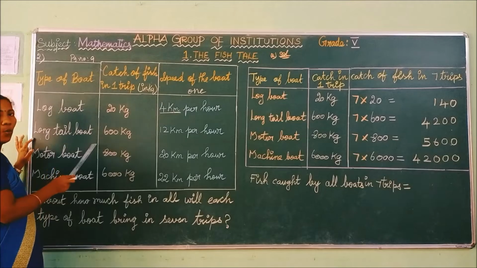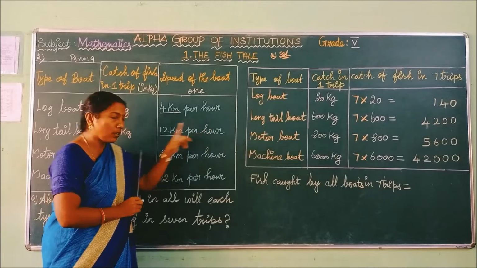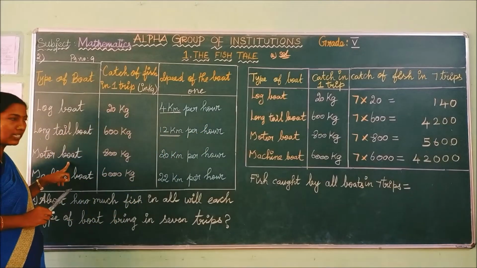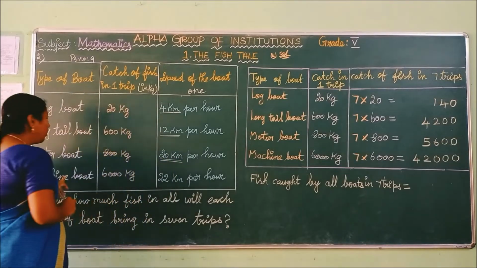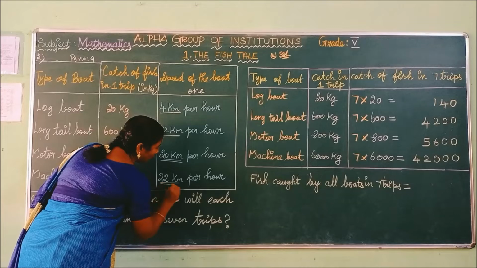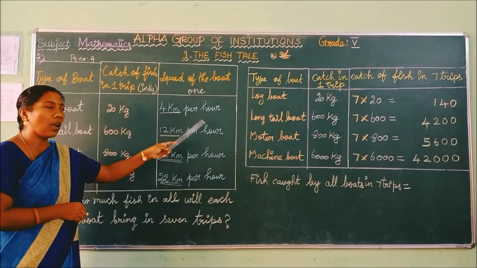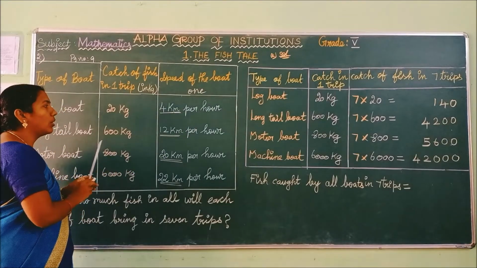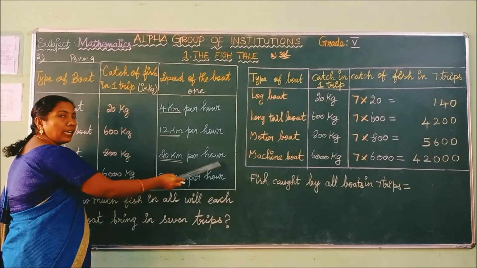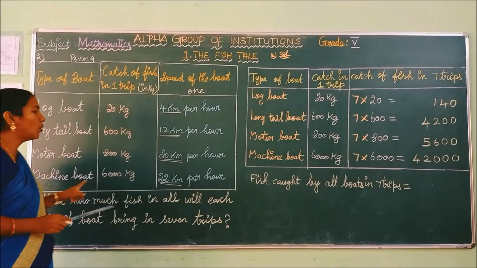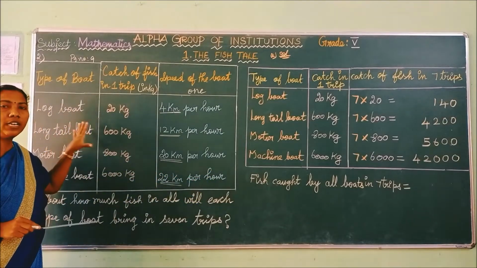Similarly, the long tail boat can travel 12 km in 1 hour. Similarly, the motor boat can travel 20 km per hour. The machine boat can travel 22 km per hour. So the speed of the log boat is 4 km per hour, the speed of the long tail boat is 12 km per hour, the speed of the motor boat is 20 km per hour, and the speed of the machine boat is 22 km per hour. So these are the data given in the question.